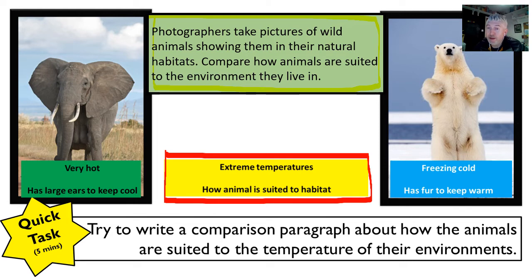Whereas the polar bear, as you can see, has got a freezing cold environment, and the polar bear has got fur to keep it warm. So your task now is to write a comparison paragraph about how each of these animals is suited to the temperature of its environment. Pause the video when you're ready to start, and then write your paragraph and press play when you're finished so you can see what happens next.